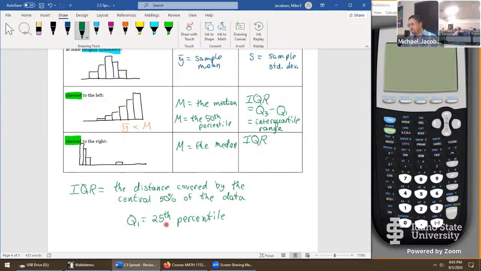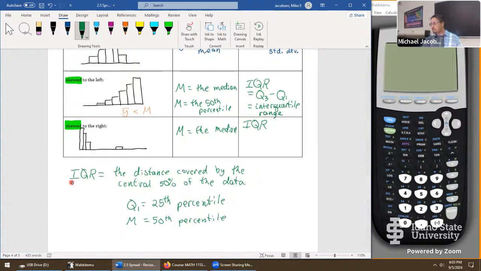Then going off to the next one, M. This could be called quartile 2, but essentially nobody does that anymore. We just go with M for median, but it's the 50th percentile. So literally the value in the middle. Finally, quartile 3 is the 75th percentile.